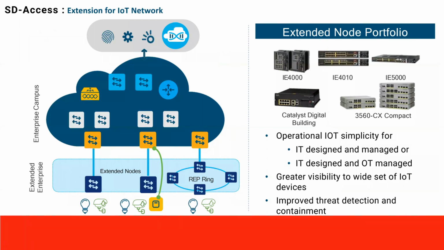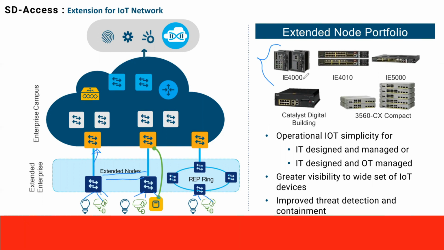For IoT networks, Cisco has a separate product line, the industrial Ethernet, the IE series. In the earlier session, we saw that there are extended nodes used for connectivity with the IoT devices. The cameras, the smart lighting, or even the access points can be connected. These specific extended nodes connect to the edge nodes and then connect the smart IoT devices.